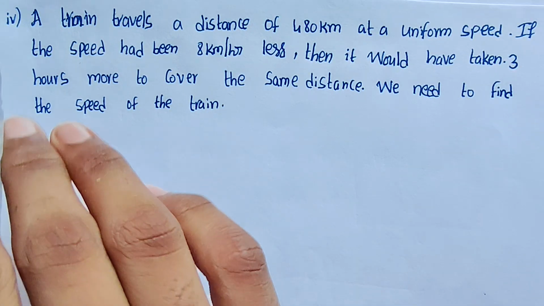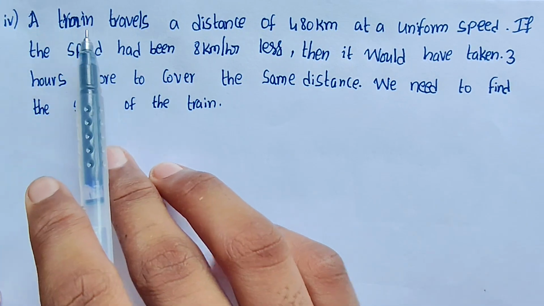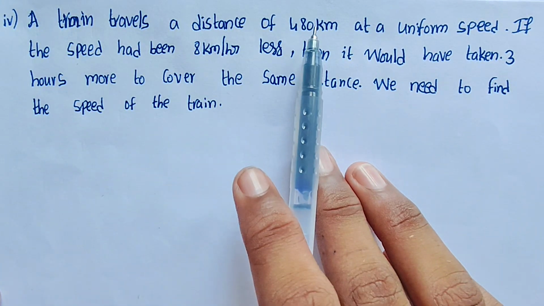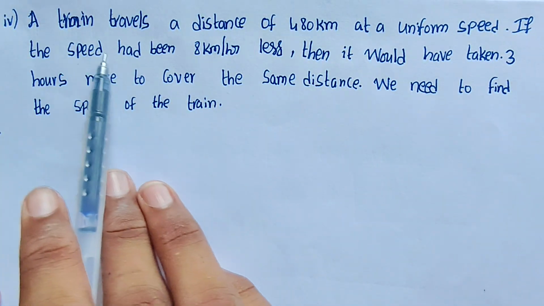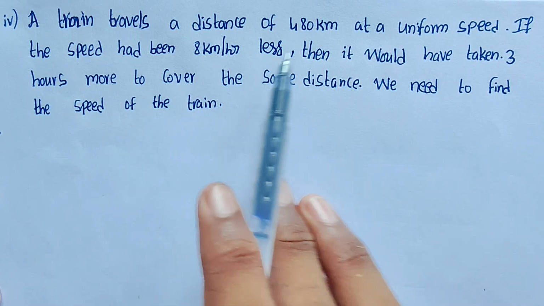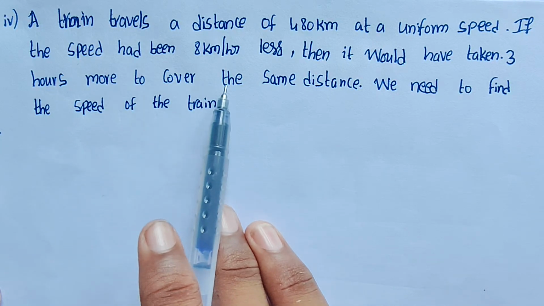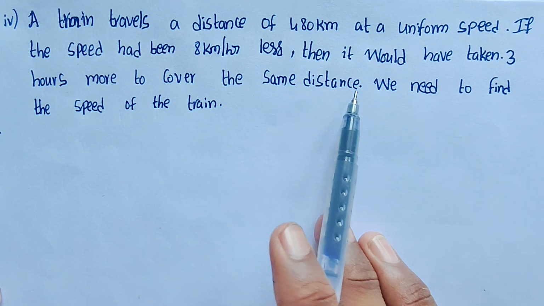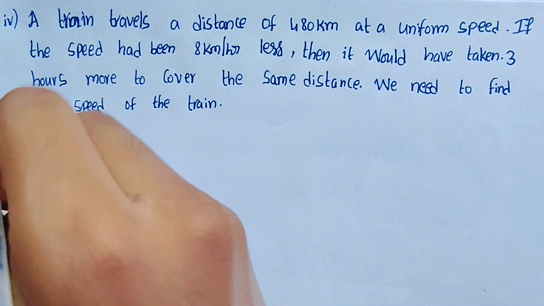So here the given fourth question is: a train travels a distance of 480 km at a uniform speed. If the speed had been 8 km per hour less, then it would have taken 3 hours more to cover the same distance. We need to find the speed of the train. So let us solve it.